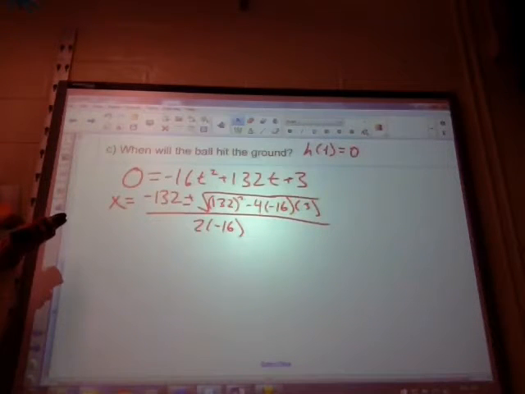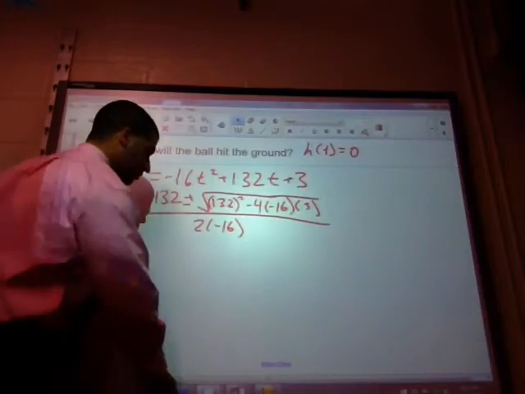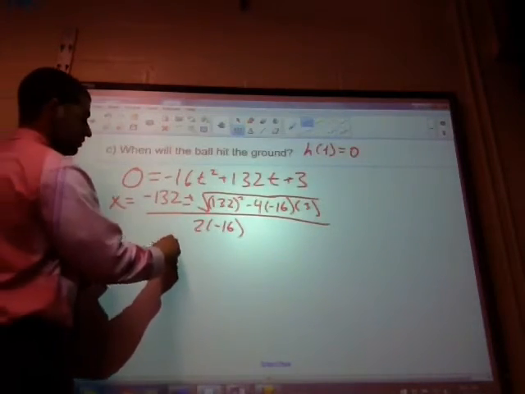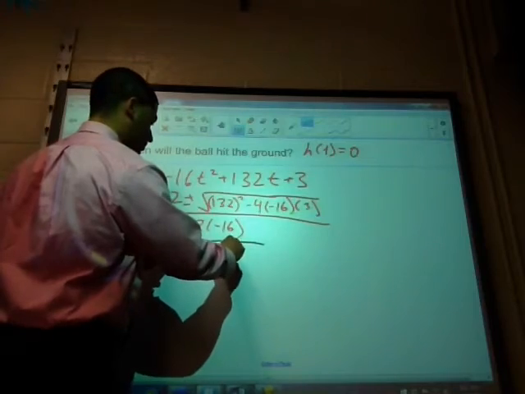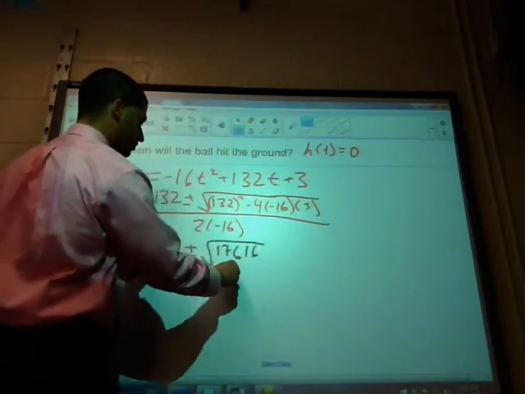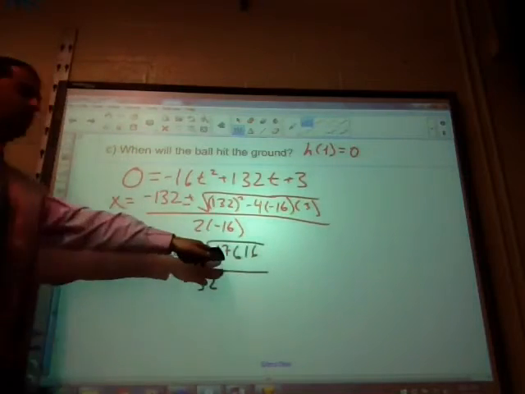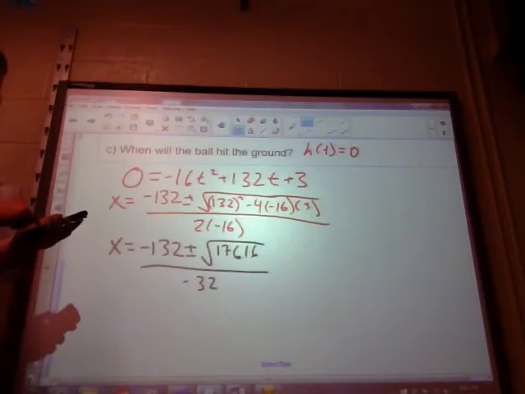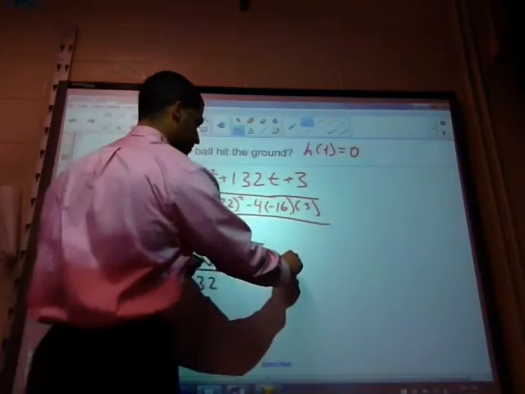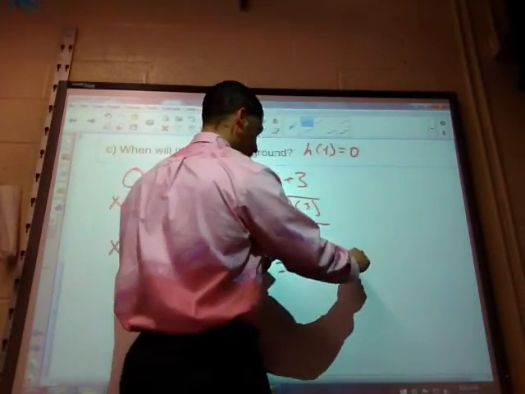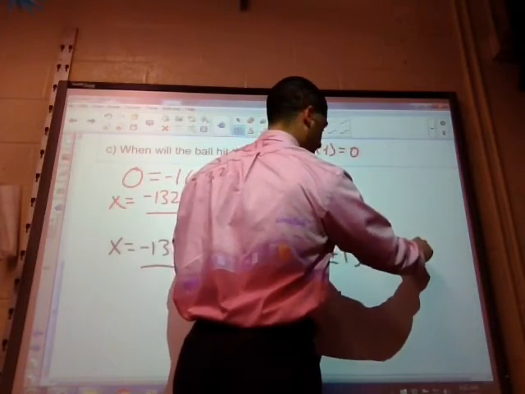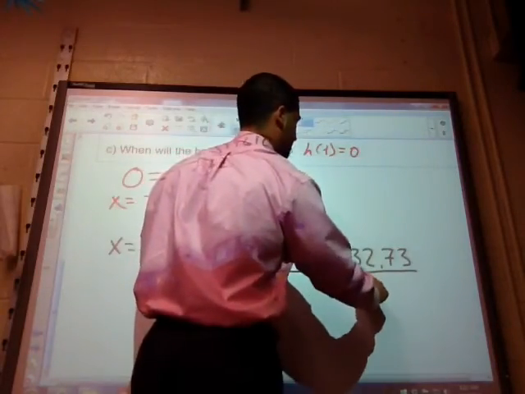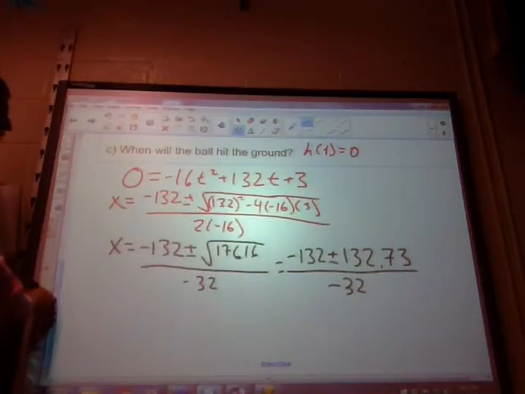So you do 132 squared minus 4 times negative 16 times 3, and under my radical, I get 17,616. It's all over negative 32. I don't need you to find this as a perfect square, since we're trying to find a number. Just take the square root of it, and it should be a decimal in this case. Just write it to 2 decimal places, and you put it in there. So now we have the radical simplified to a number.